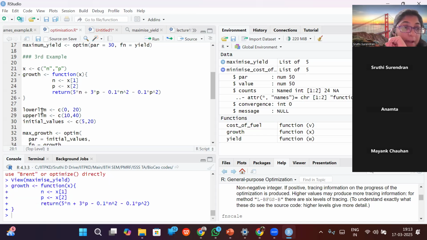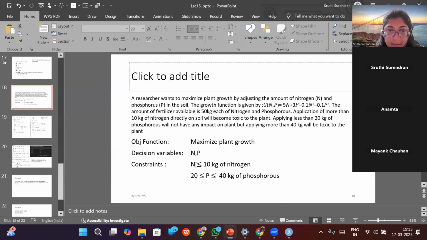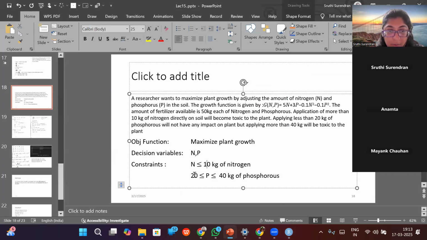Now we have upper and lower limit here. So our lower limit is 0 and 20. If you see here, the lower limit over here is 0 for nitrogen and 20 for phosphorus. So that is what we have here.